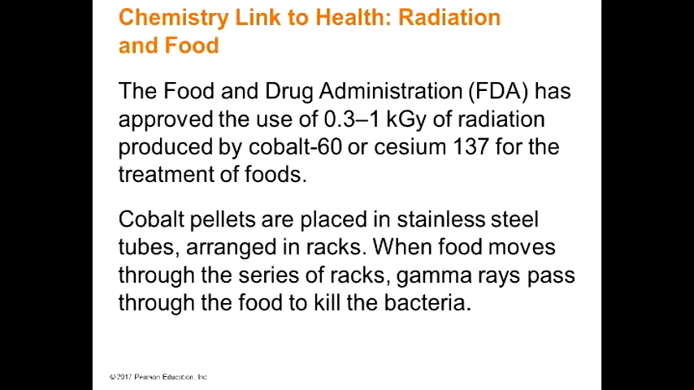The FDA has approved 0.3 to 1. Here we are. Cobalt, all right, or cesium. And note here it says cobalt what? Cobalt-60 is important. Here, cesium-137, okay, for treatment of foods. So this is approved. This is an example where you're using the radiation. It's helpful because it's going to go after that small E. coli organism. It's going to zap it essentially. Okay, kill it before it kills you or me.